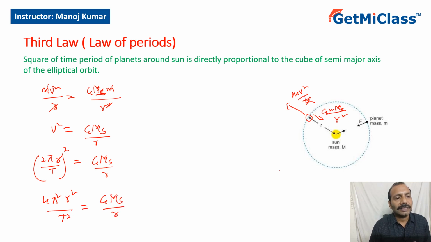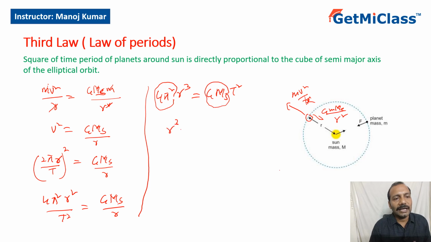So let's take all r terms to one side and all T terms to the other side. I'll get 4 pi square into r cube equal to G Ms into T square. Now we have 4 pi square is constant and G Ms is constant. From this, what do I get? I get r cube is proportional to T square, or T square is proportional to r cube. So this is the third law.